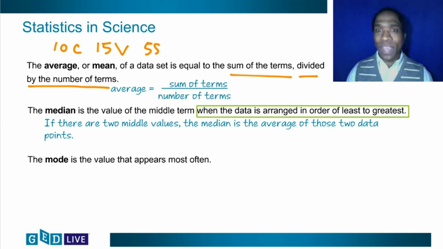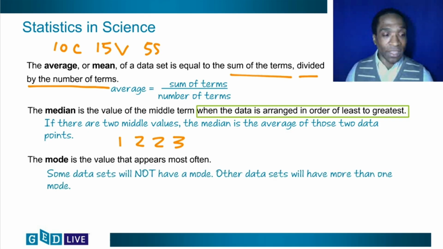So, if we have a list that contains just basic numbers, let's say 1, 2, 2, and 3. That's in order. We can see it. What's the mode? It's 2, right? Now, some data sets, keep this in mind, don't have modes, while others may have more than one mode. So if the list contains 1, 2, 3, and 4, no mode. No term appears more than another term.